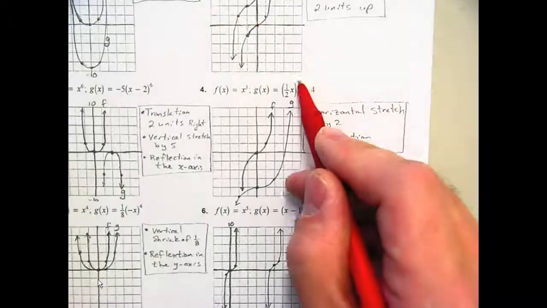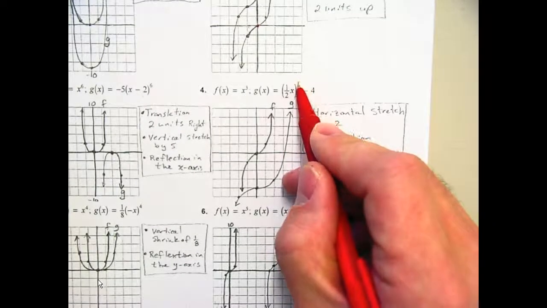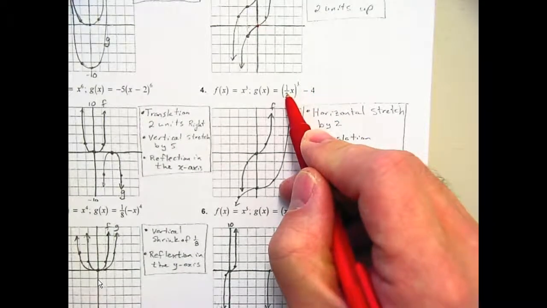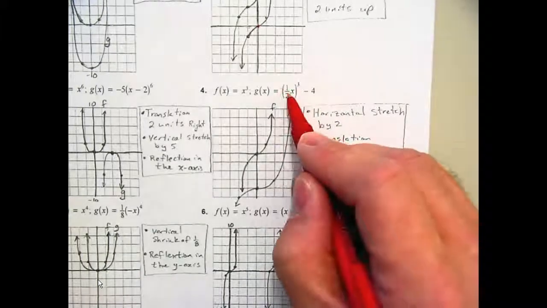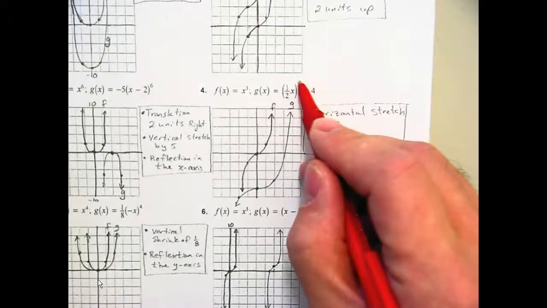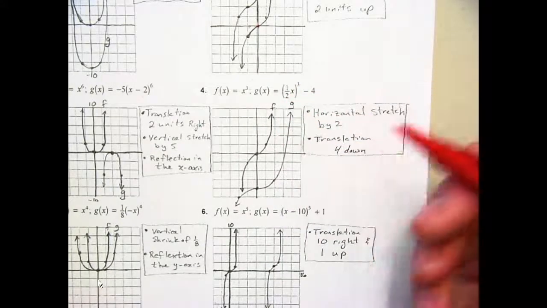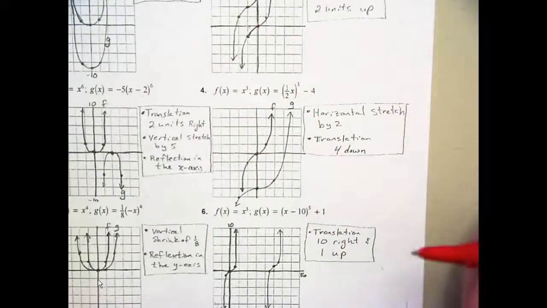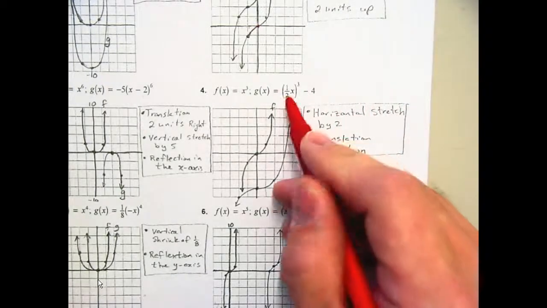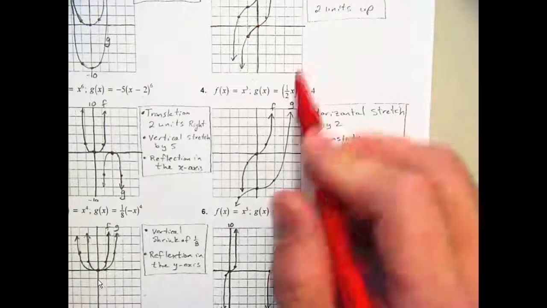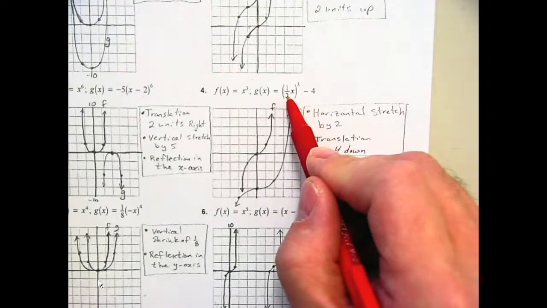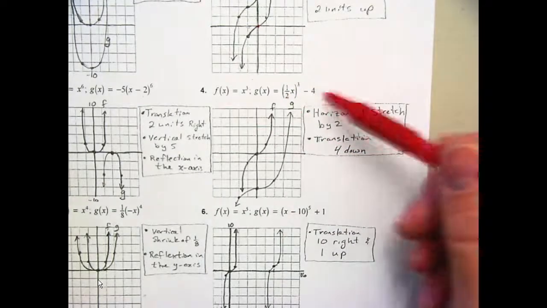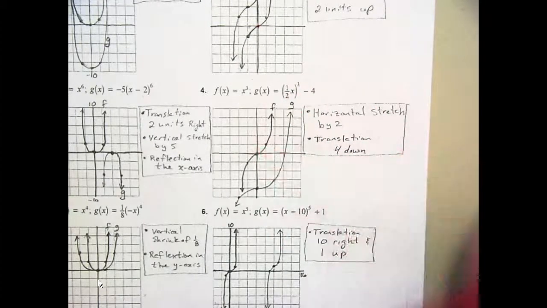Now, I know some people that I've talked to actually cubed the 1/2 to make it 1/8, which is okay. But then it goes from a horizontal stretch of 2, which is what's there. If you cubed it first, then it's a vertical shrink of 1/8. So if you want to graph it that way, that's fine. But since they wrote it like this, I prefer you say it's a horizontal stretch of 2 based on that writing, and then a translation 4 units down.